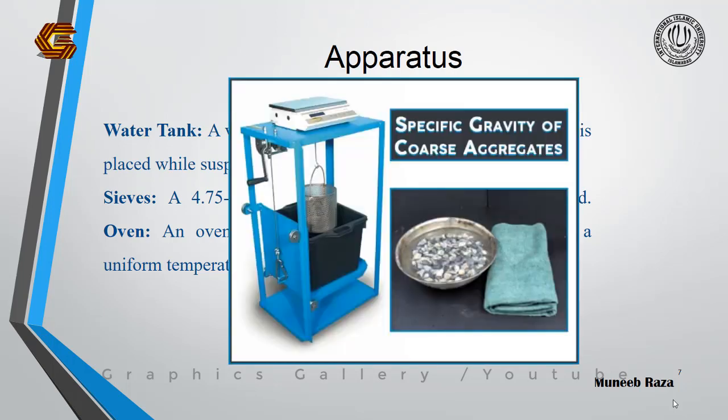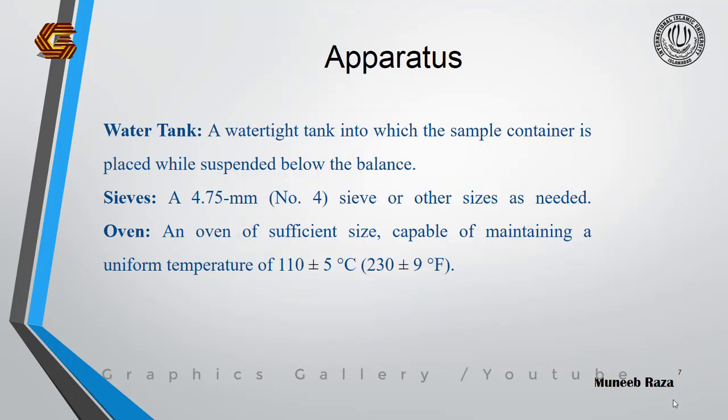Another one is the water tank, in which we will immerse the whole wire mesh bucket with the sample. For some weights I will show you how it will be done. Another one is the sieve, for sieve analysis, because it will be helpful in the sampling. I will show you how it works. Another one is the oven.